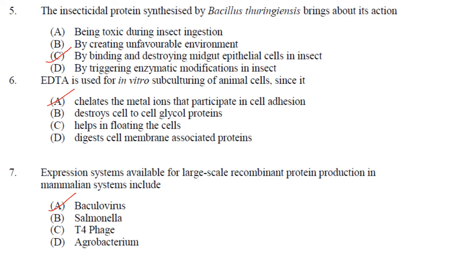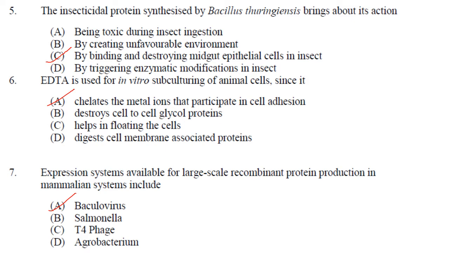So the answer here is by binding and destroying midgut epithelial cells in insects. Answer is option C. You may get confused with option A also, that is being toxic during insect ingestion, that is while the insect is ingesting the toxin. But actually it is only after it enters the midgut, that is the intestine, and acts on the midgut epithelial cells in the insects, that it will bring about its action, the Cry gene.